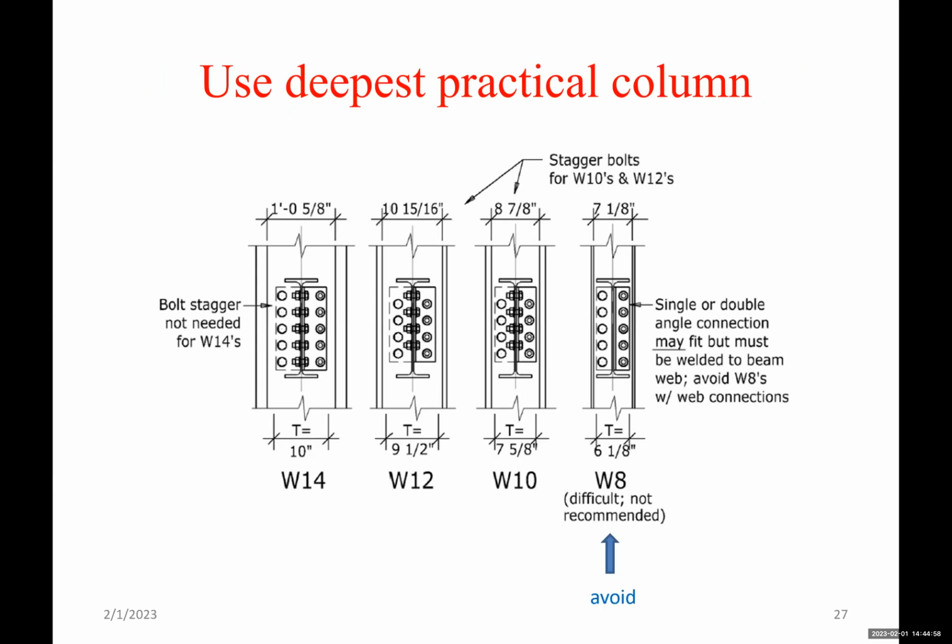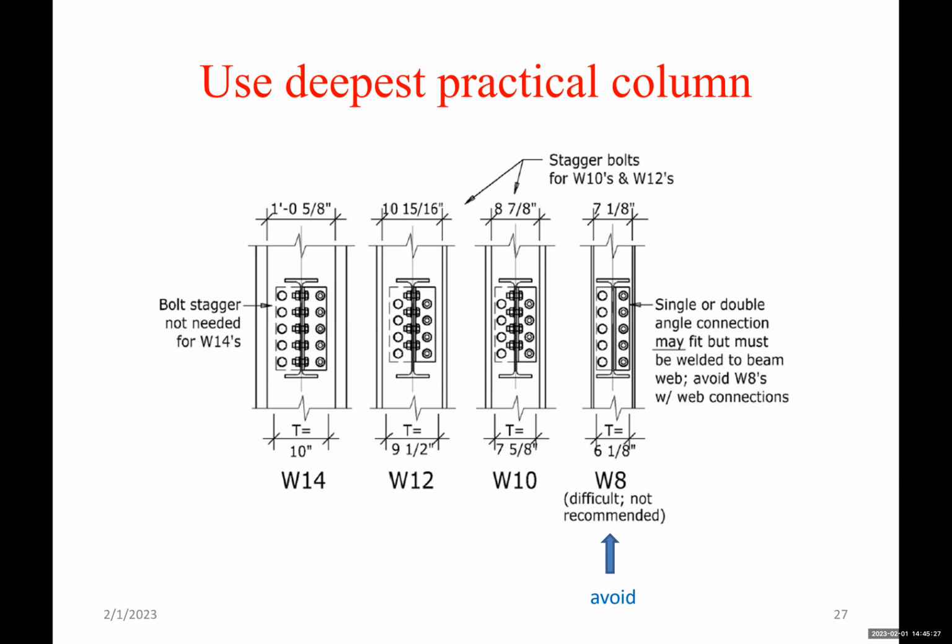Use the deepest practical column. Here you can see the issue with the columns is typically how we fit the connections, how we connect the beams to the columns. Are they connected to the web or to the flange? If they are connected to the web, for example, you see here the difference between W8, W10, W12, and W14 for the same connection.